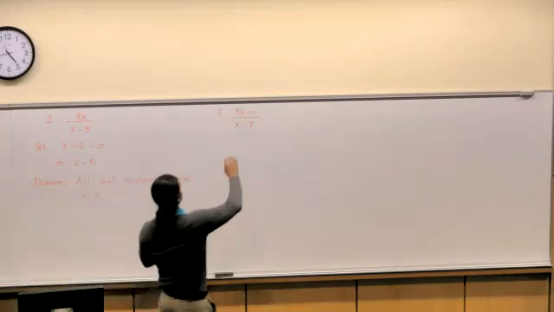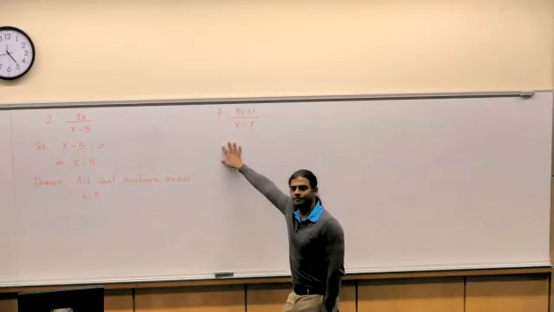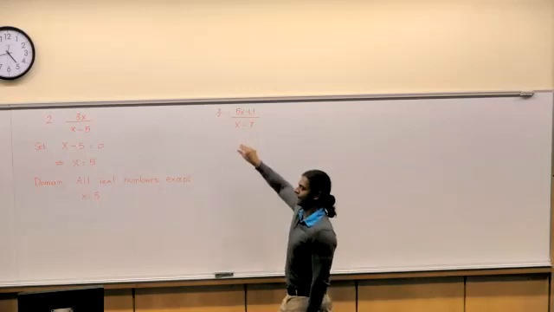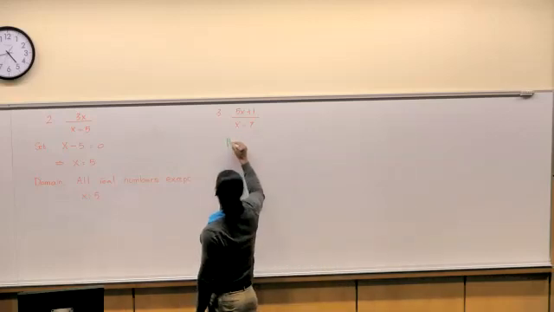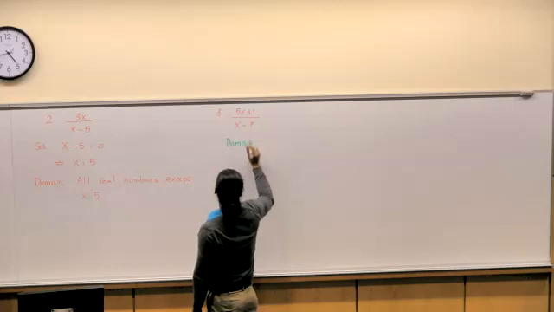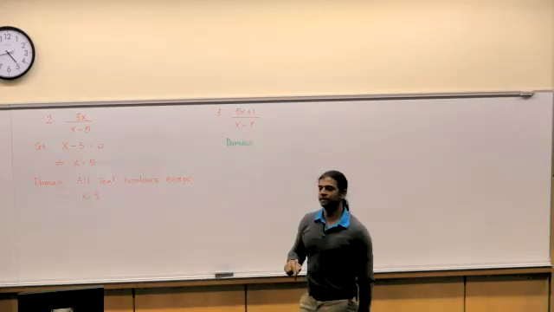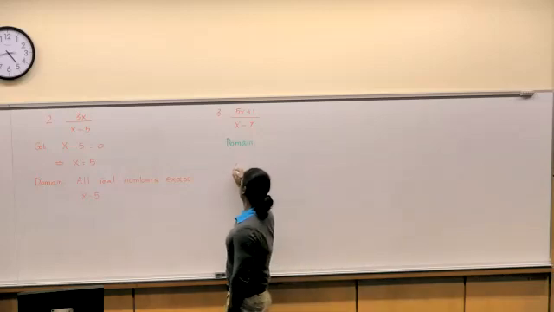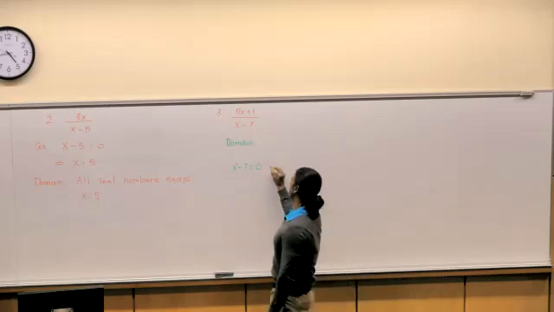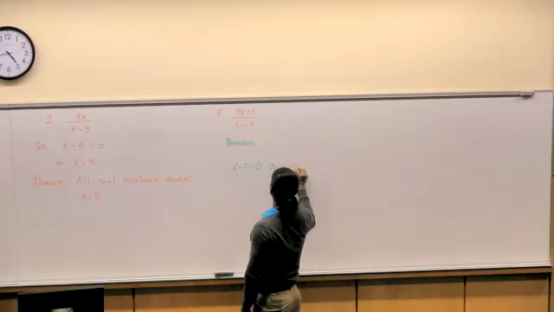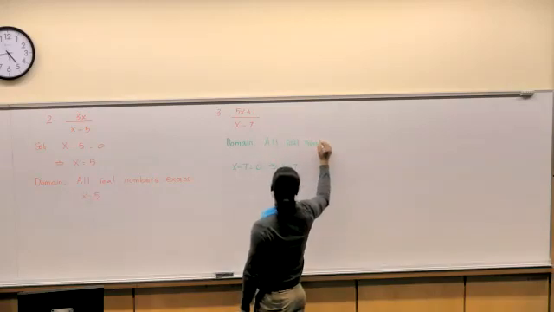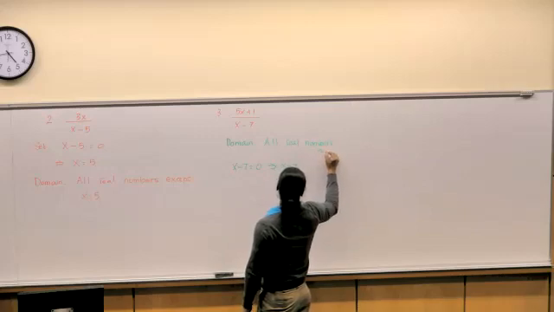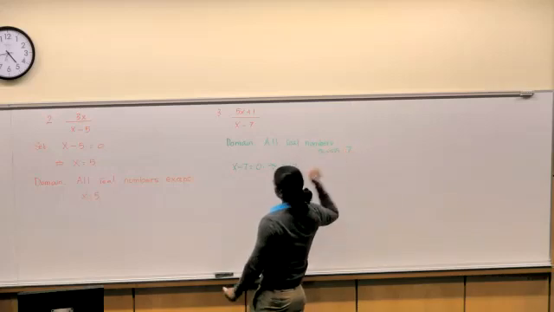Is the numerator of any concern to us? No. All I care about is the denominator in finding the domain. So I want to set the denominator equal to 0, solve for x. x minus 7 equals 0, which would imply x is 7. So the domain would be all real numbers except 7.